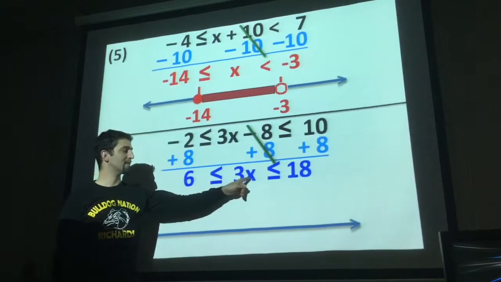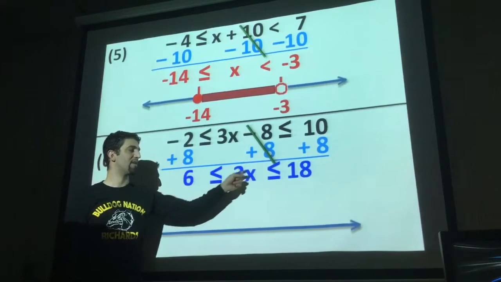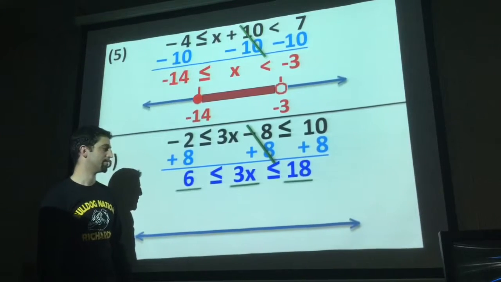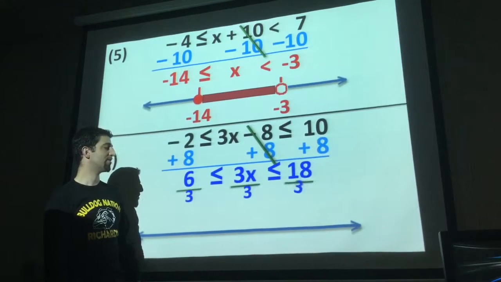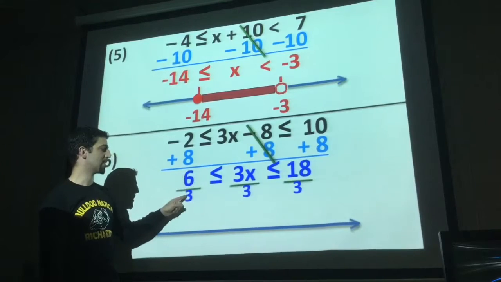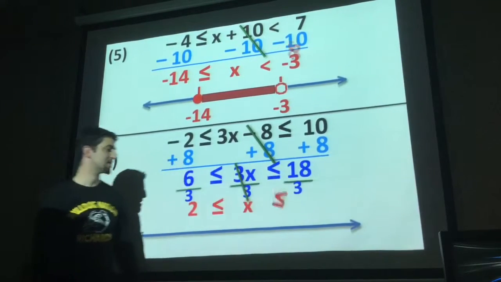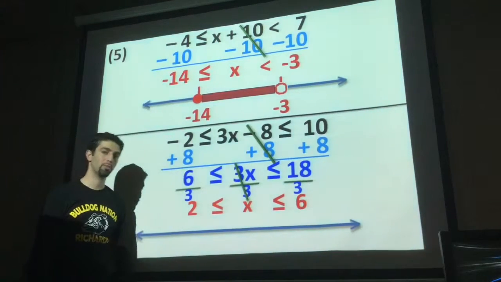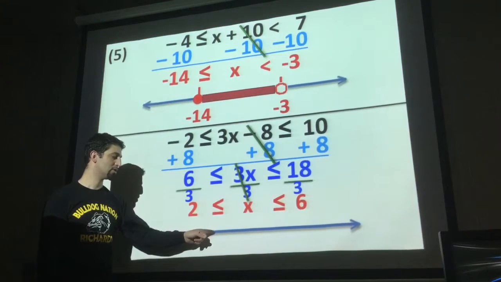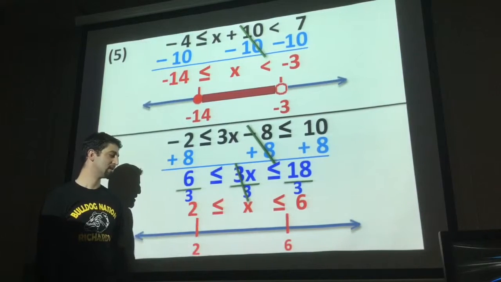Now right now it's 3 times x, so what we have to do is divide all 3 of them by 3. Okay? When you divide all 3 of them by 3, this becomes 2. These cancel, and then this becomes 6. So this is our new problem right here. So we're going to put the 2, we're going to put the 6.